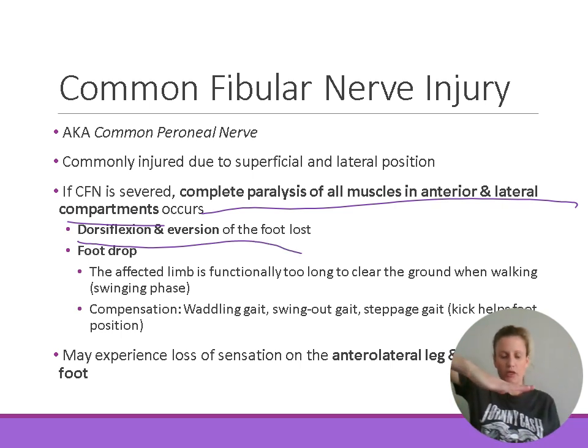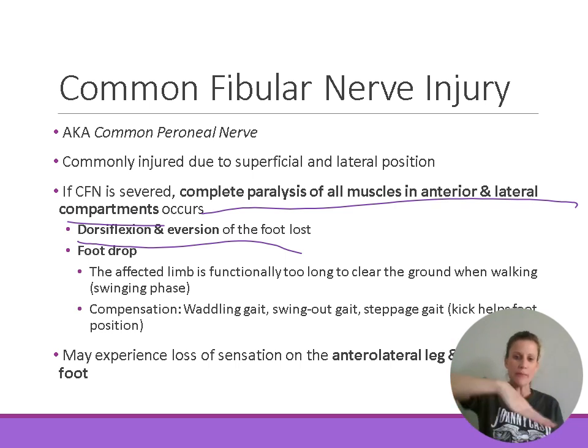So if this was my foot, dorsiflexion is when you point your toes up. So you can't point your toes up. Think about every step you take. Every step you take, you pick your toes up so that you can then plant your foot down. You lose that.